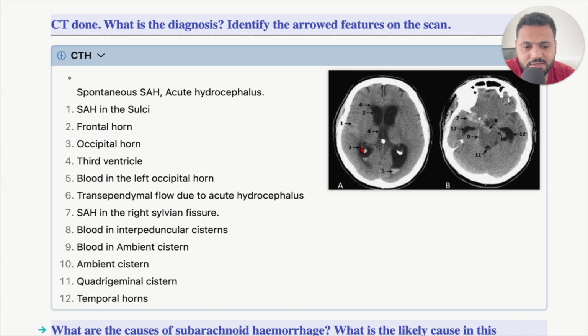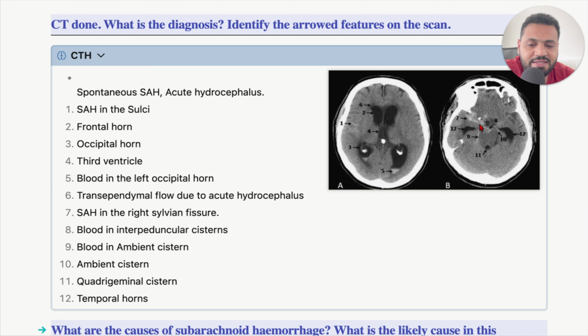To identify the structures, number one is the subarachnoid hemorrhage in the sulci in the right hemisphere, and 2 is the frontal horn, 3 is the occipital horn, and 4 is the third ventricle, and 5 is the presence of blood in the occipital horn of the lateral ventricle, and number 6 is the transependymal flow due to acute hydrocephalus, or the transependymal permeation of CSF.